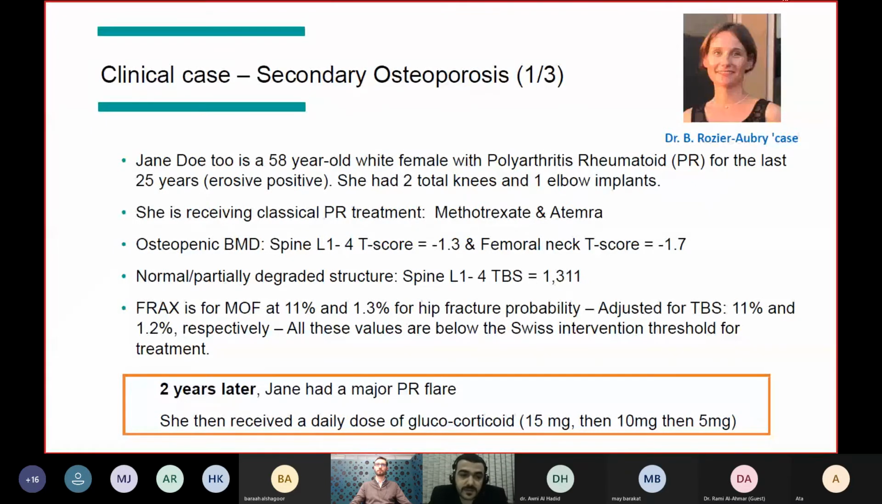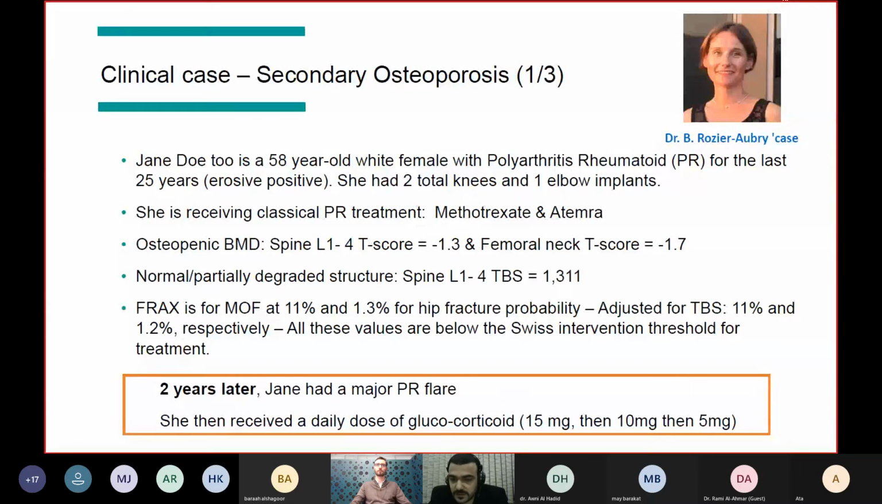The FRAX for MOF, the major FRAX, is 11, and 1.3 for hip. Adjusted for TBS, the FRAX remains the same because her TBS is good: 11% and 1.2%. Okay, all these values are below the Swiss intervention threshold for treatment. The doctor will see the results and will not initiate any treatment.